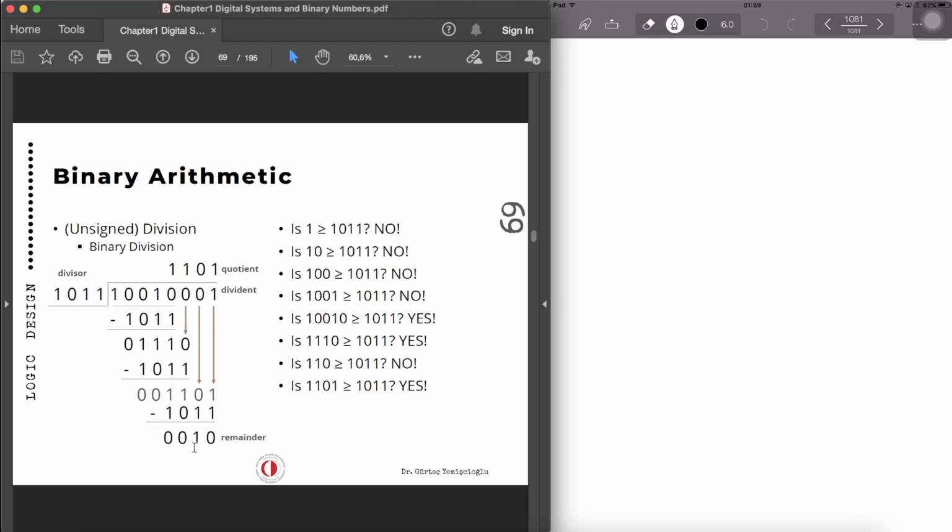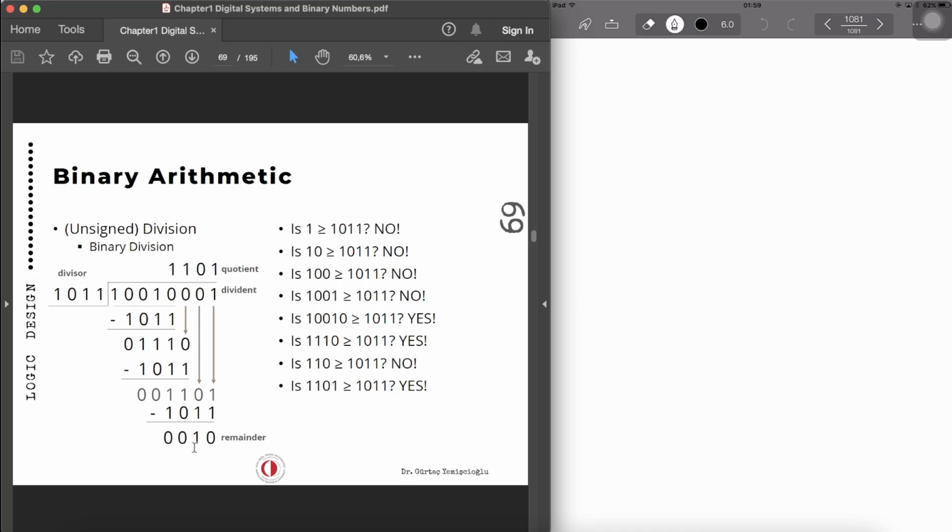So we have to check one by one until we get enough digits and it's greater than or equal to the divisor. Then if it is greater than or equal to the divisor, we put 1 to the quotient. Okay? So this is how we perform the division operation.